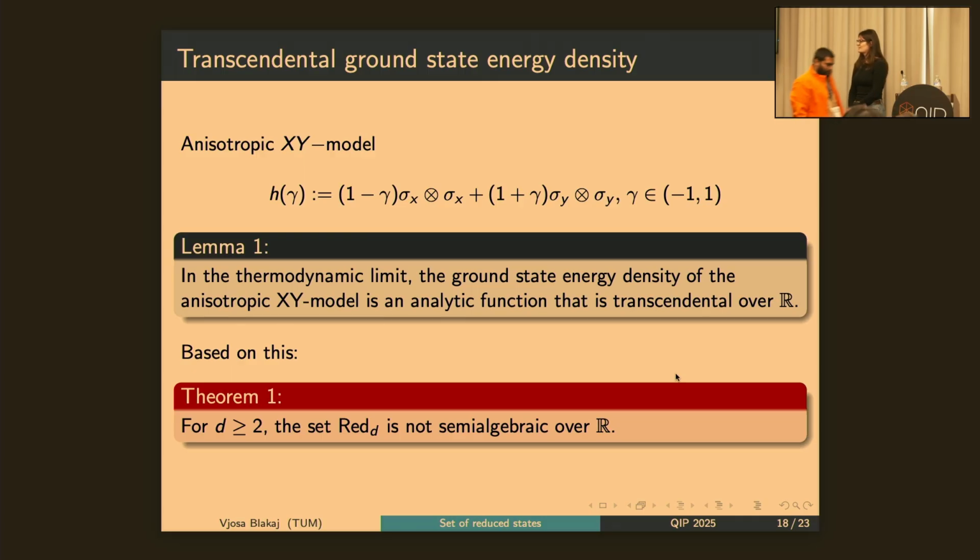The XY model you've defined here is over qubits, like a qubit chain? Yes. So you'd only need a qubit counterexample in some sense to prove it? We show it for dimension 2, but this holds also for higher dimension by just embedding Hilbert spaces into higher Hilbert spaces. I see, okay.